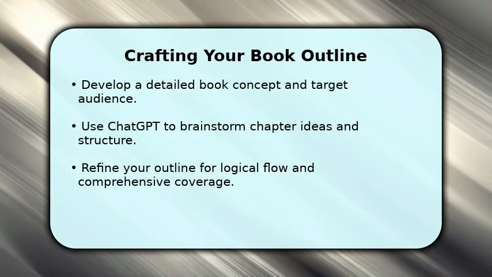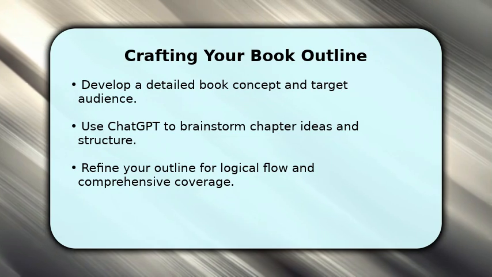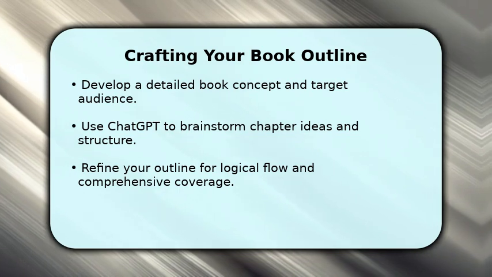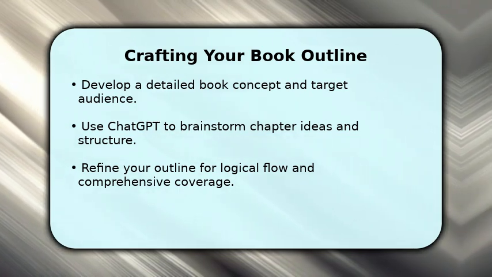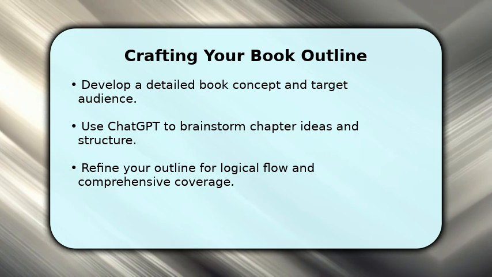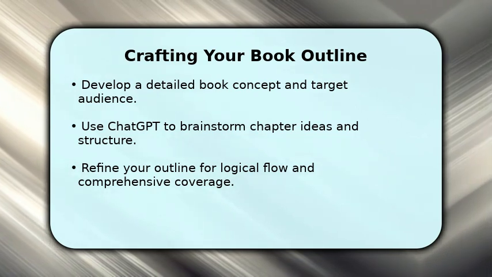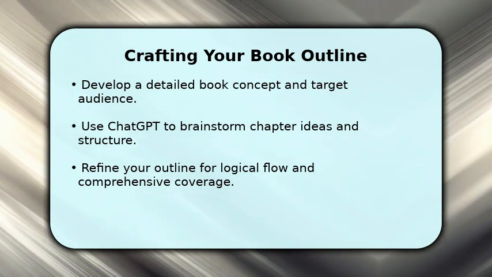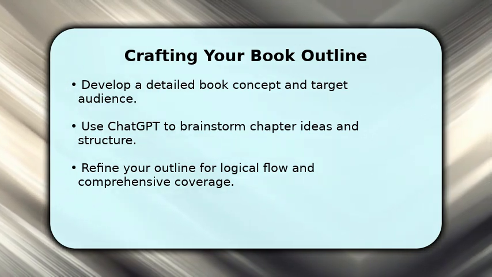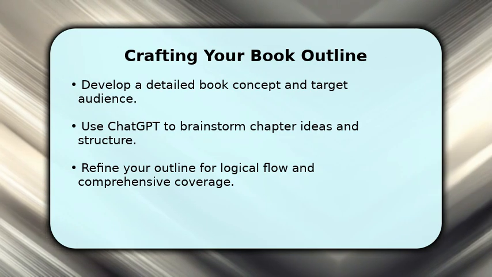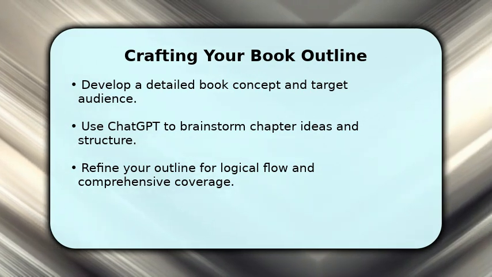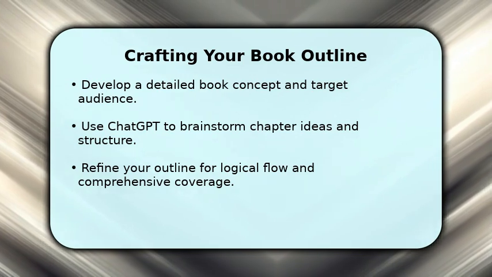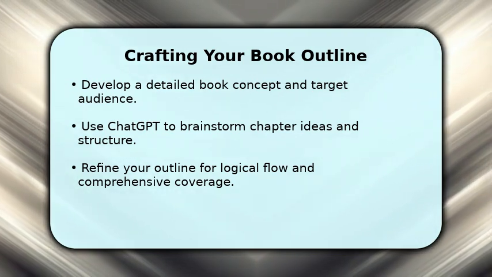To craft a strong outline, start by clearly defining your book's genre, main themes, and who you're writing for. Next, ask ChatGPT to suggest chapter titles and subtopics based on your concept. For example, you might prompt it with "Generate a 10-chapter outline for a fantasy novel about a dragon rider." Review the generated structure, making sure it flows logically and covers all essential points before moving on to content creation.